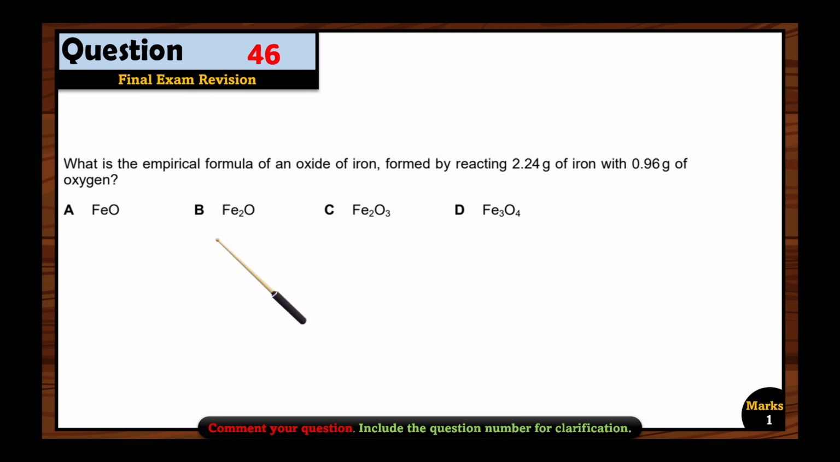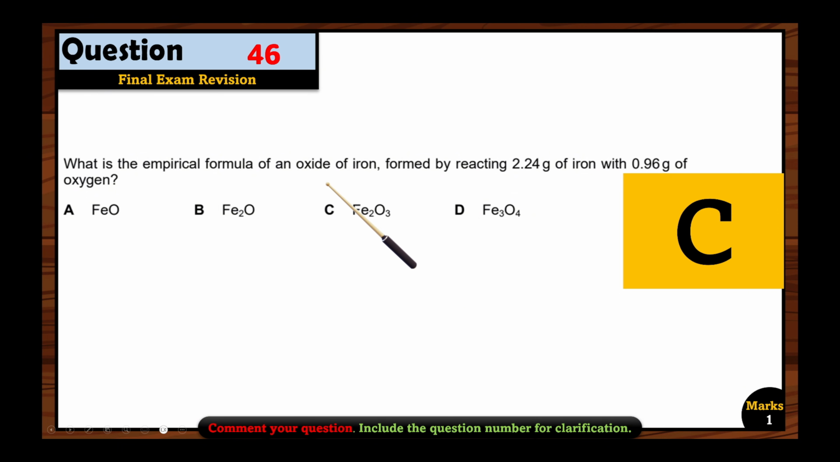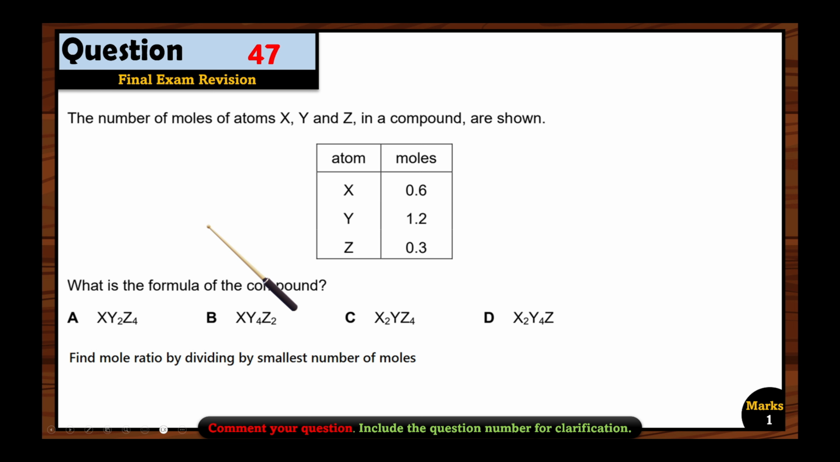Question 46, again, it is about the empirical formula. So you have to use the same method. I already told you about calculating the number of moles. To find the empirical formula, you always have to find the number of moles. And to find the number of moles, you have to remember this formula: moles is equal to mass given divided by the relative atomic mass. Okay, and relative atomic mass you can easily get from the periodic table. So option C is the right option for this question. Fe2O3 will be the formula when you calculate the empirical formula for this question.